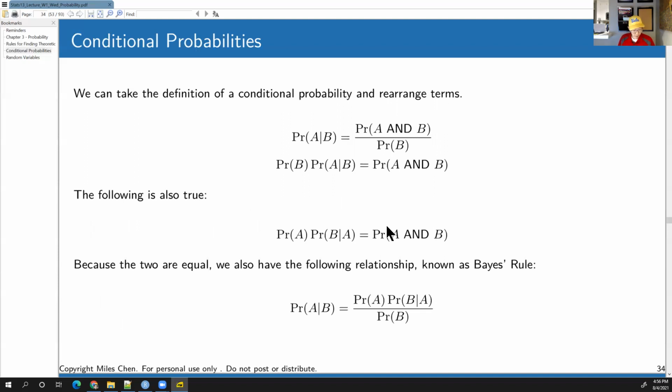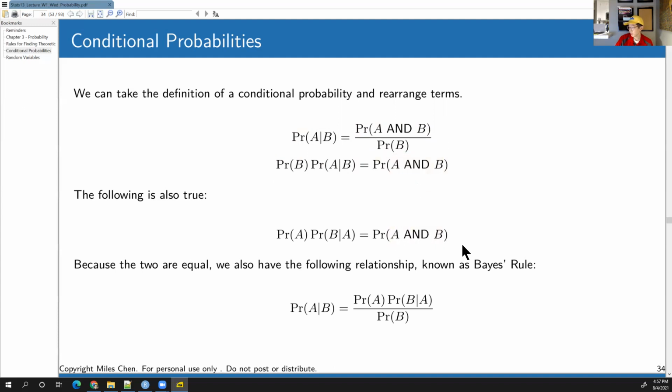If we play around with a little bit of algebra, we can rearrange the rules of this probability formula, and we can get something known as Bayes' rule, okay? A couple slides ago, we said this is the definition of conditional probability: the probability of A given B is equal to the probability of A and B divided by the probability of B, right? With a little bit of algebra, I'm going to rearrange things. Multiply the probability of B to both sides. We get the probability of B multiplied by the probability of A given B, which is equal to the probability of A and B, okay?